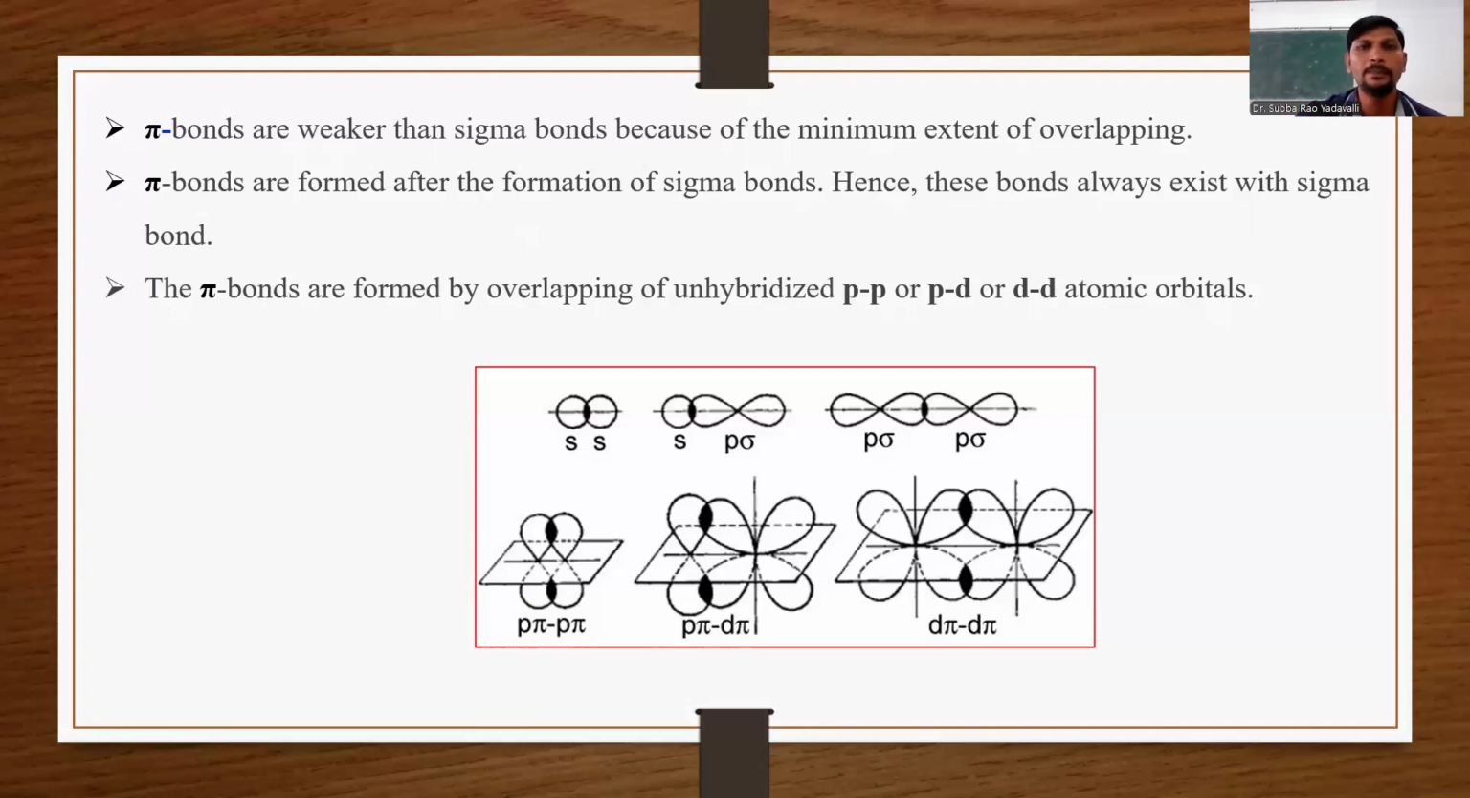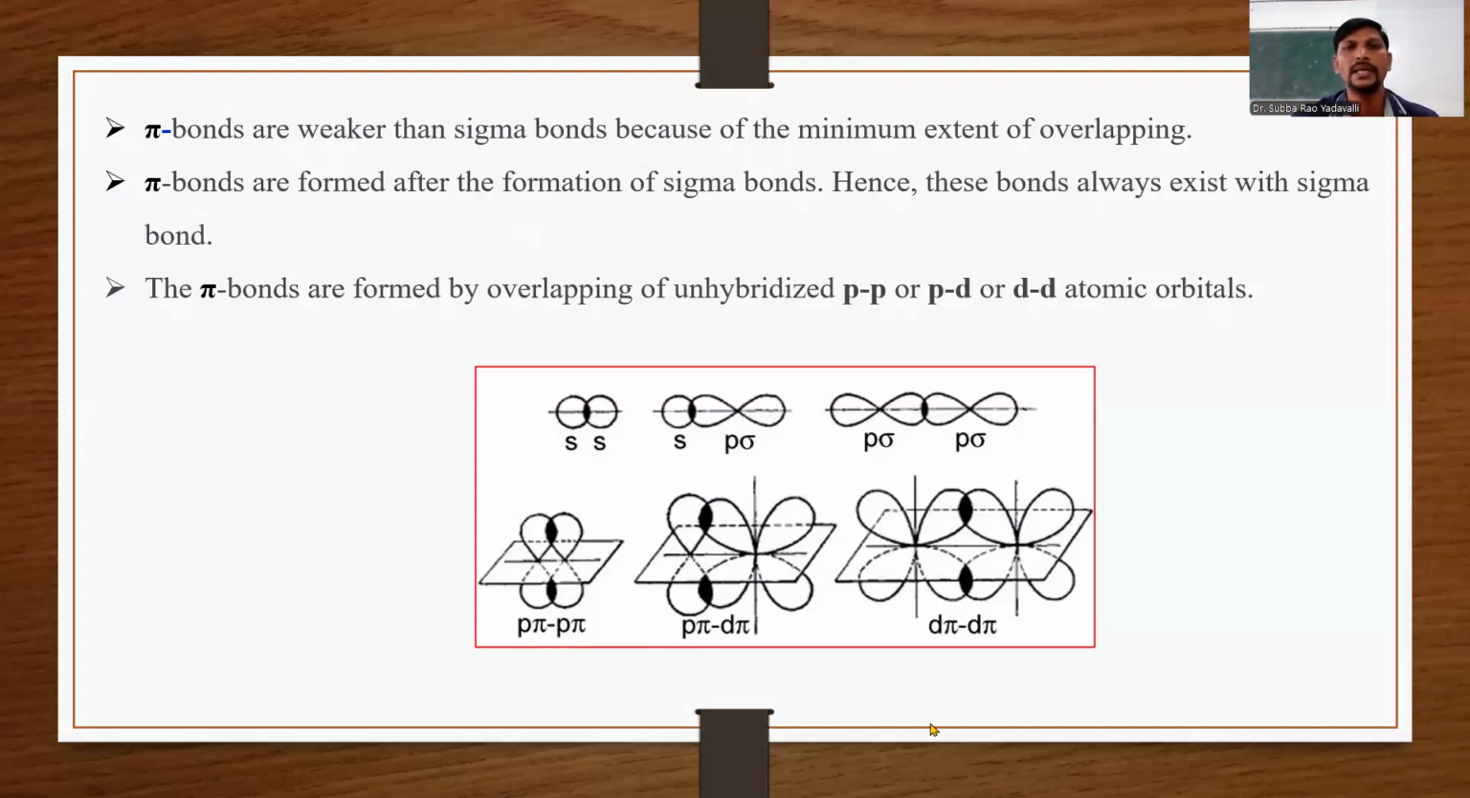And next one is the p pi d pi. So in the p pi d pi interactions, the p orbitals of the first atom interact with the d orbitals of the second atom. Here p pi d pi interactions are formed. Here the molecular orbitals formed by the p pi d pi interactions are p pi d pi molecular orbitals.